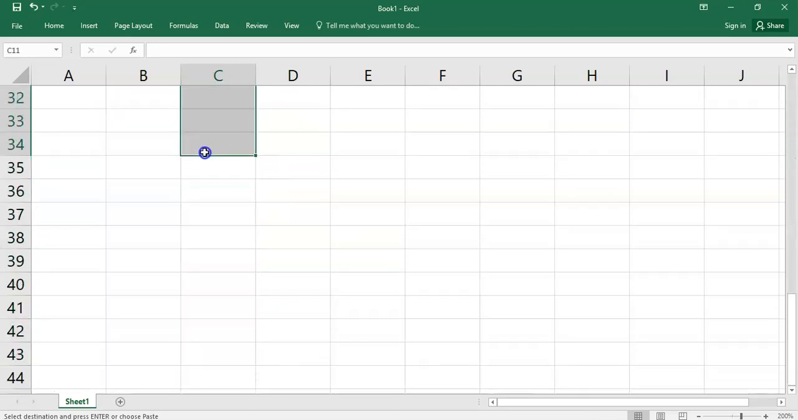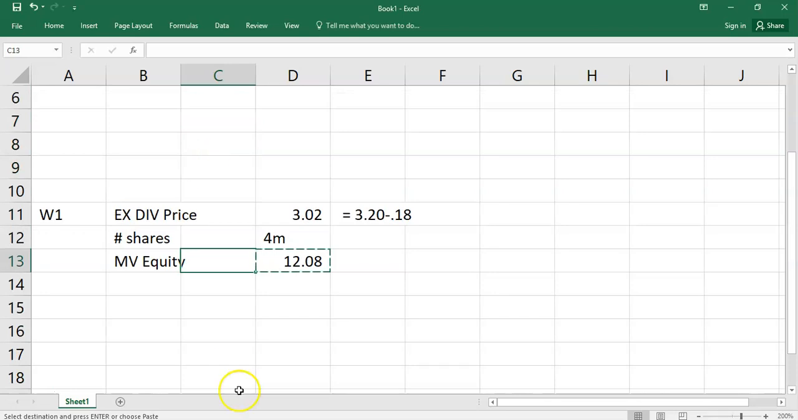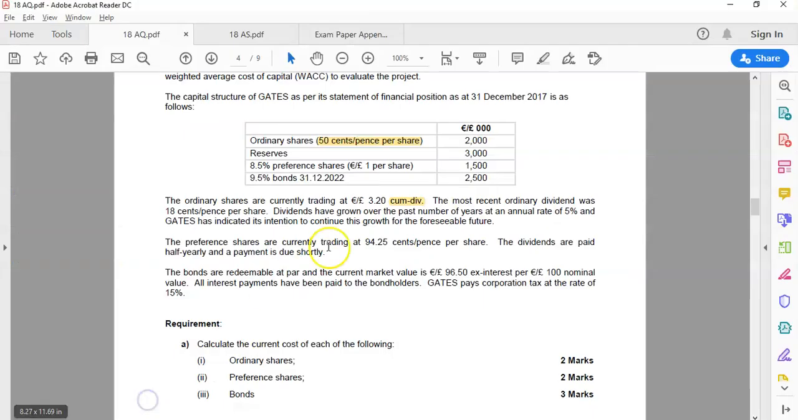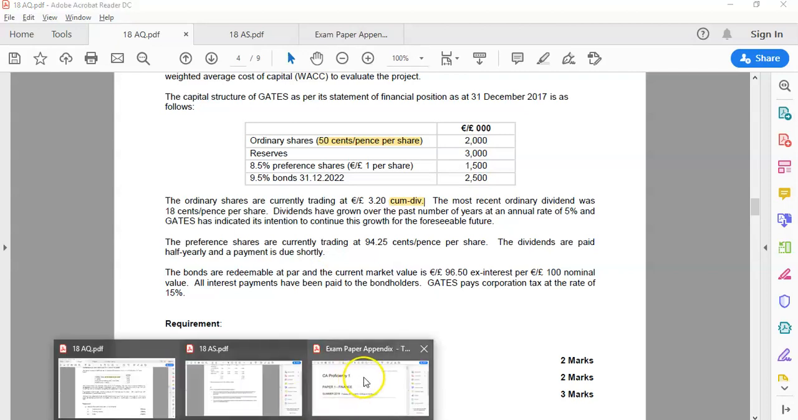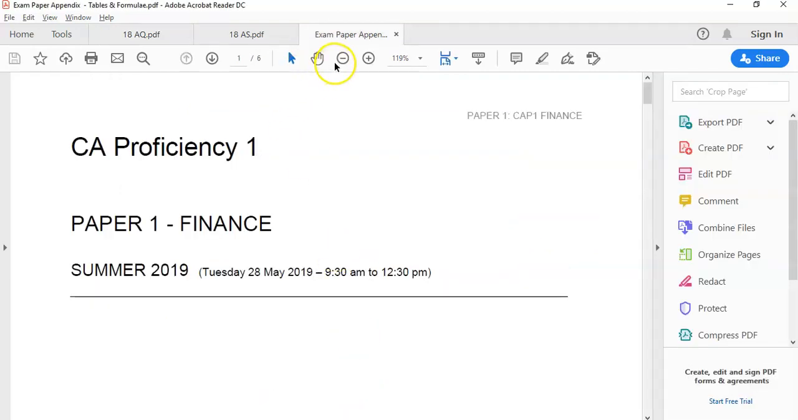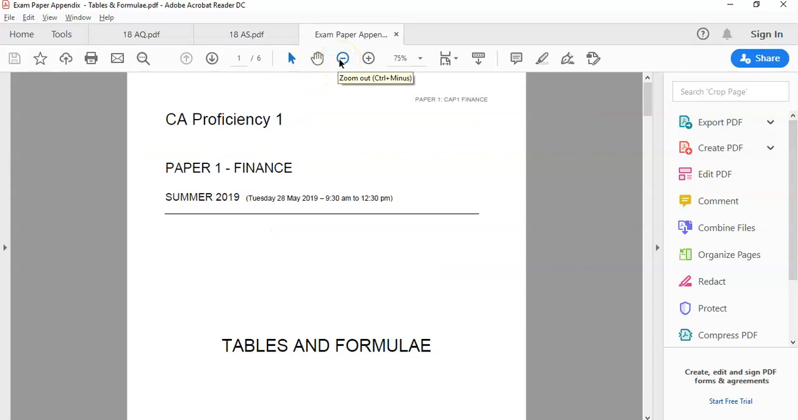So to get the cost of equity, there's two approaches. There is either using CAPM, the capital asset pricing model, but we've no information about risk-free rates here. We've no information about betas. What we have information about is dividends and growth rates. So in this case, you're going to use the dividend valuation model. And remember, you are given formulas on the day of the exam as an appendix. So I just took the summer 19 here.